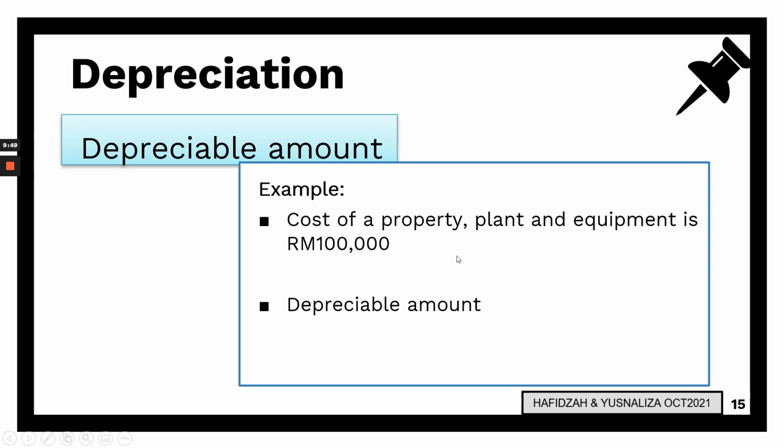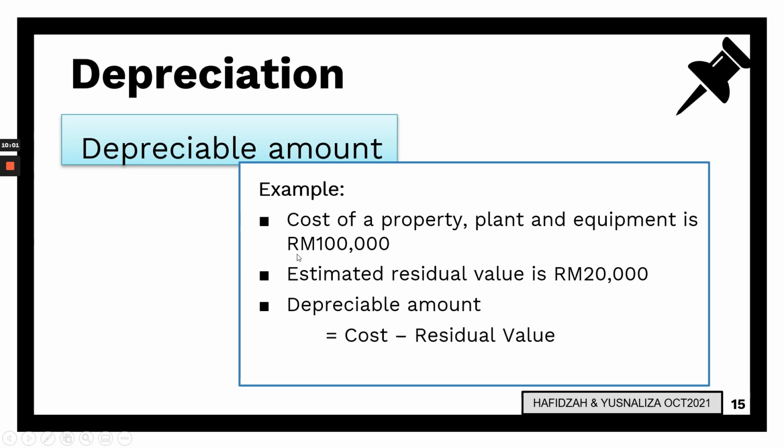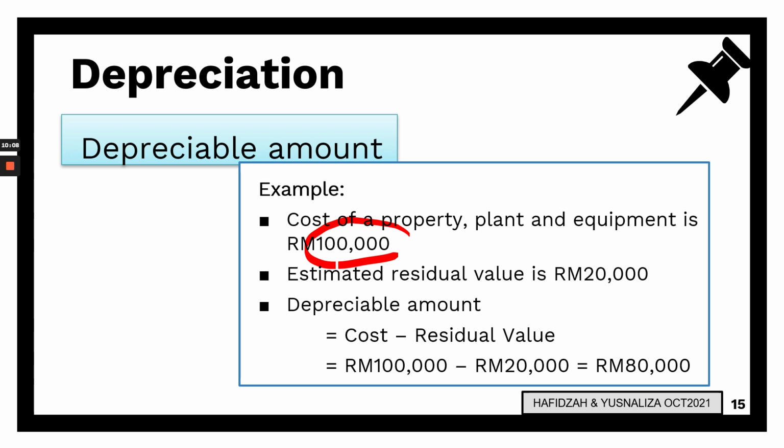So let us look at the example of depreciable amount. Let's say the cost of property, plant and equipment is 100,000 and the estimated residual value is 20,000. So earlier on in the previous part, I mentioned that depreciable amount is cost minus residual value. So in this case, 100,000 minus 20,000 is the depreciable amount. The depreciable amount will be used for the straight line method. So we're going to use this as a basis to calculate depreciation under the straight line method.